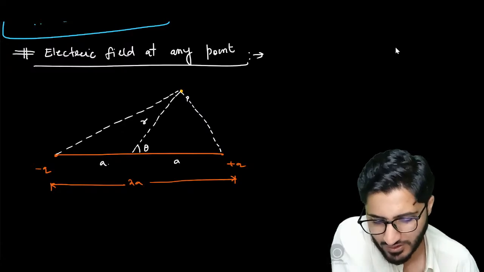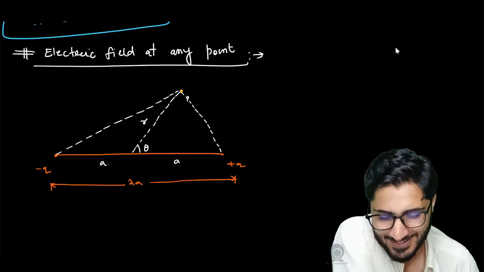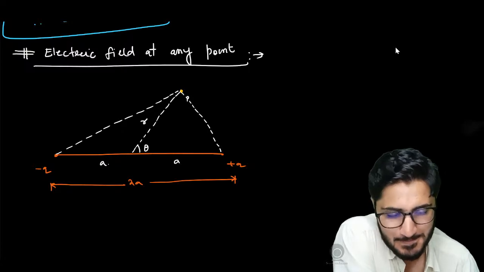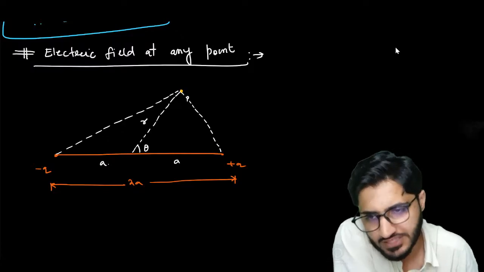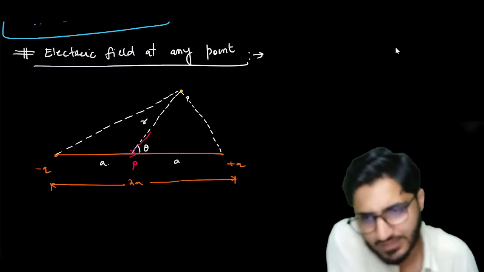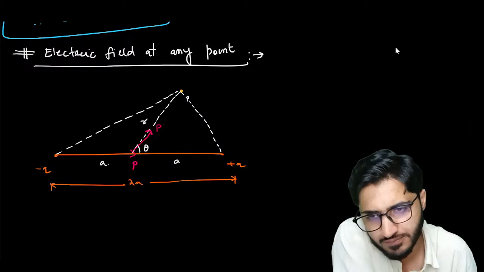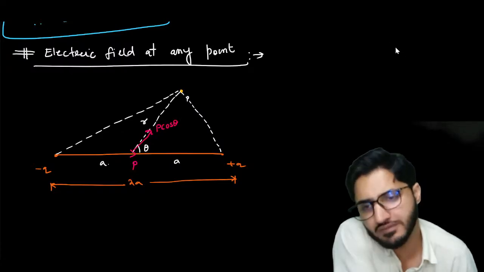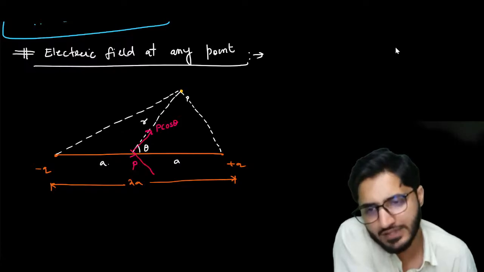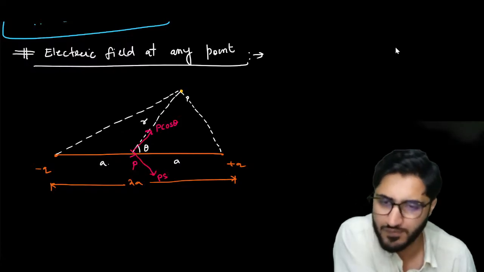No oscillation right now. Done. If this is the dipole moment p, can I write this component as p cos theta, and this one as p sin theta?